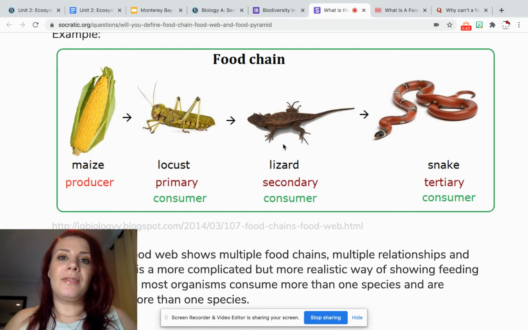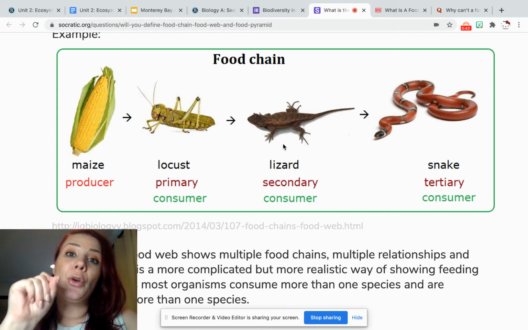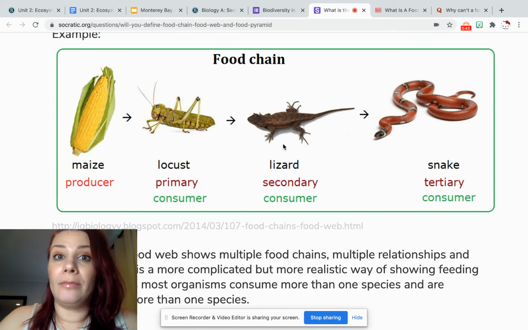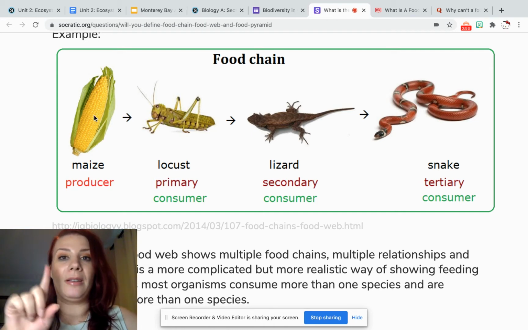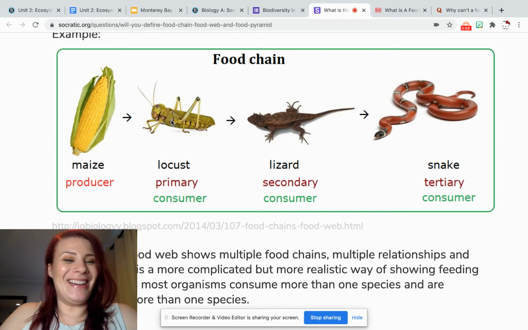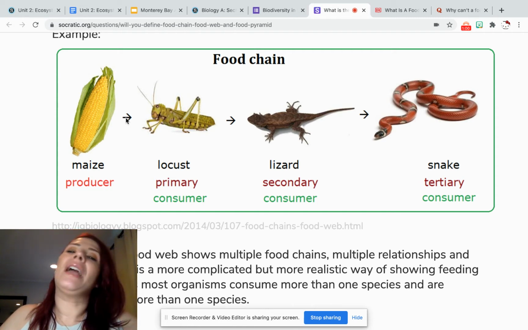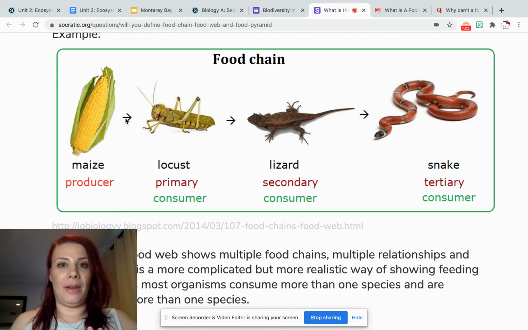A lot of times I have students that tell me that those arrows are showing what organism eats what, right? I think the confusion is they think that the arrows are pointing to what's eating what. So think about it this way. Does this make sense? Corn eats a locust? Probably not, hopefully not. So the arrows are actually showing the flow of energy.